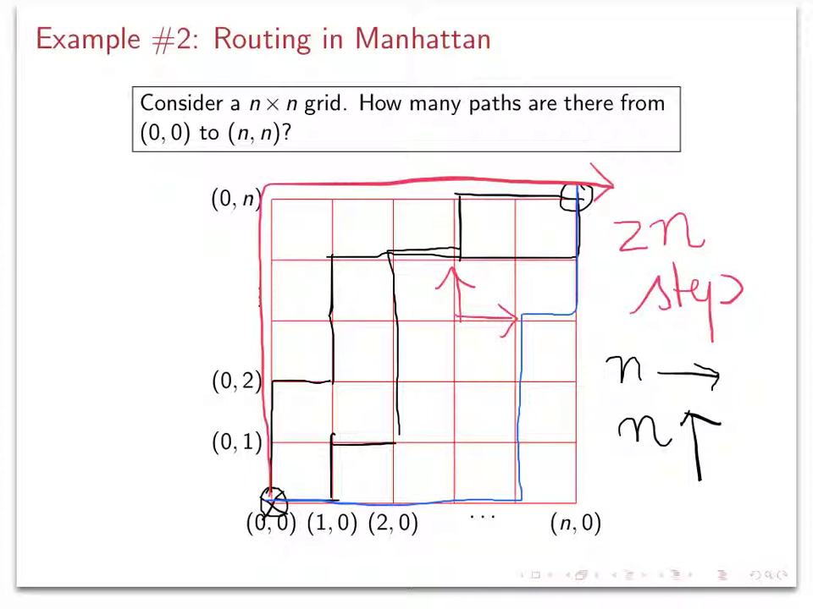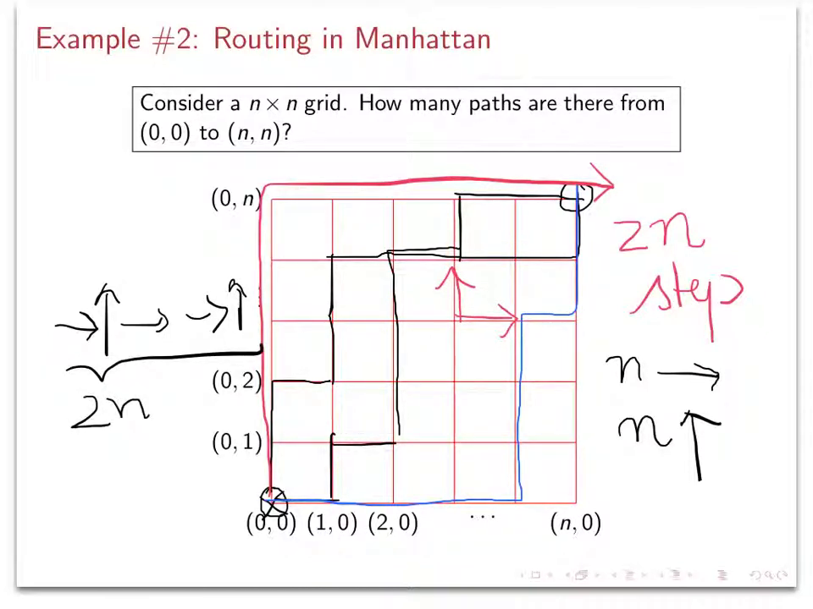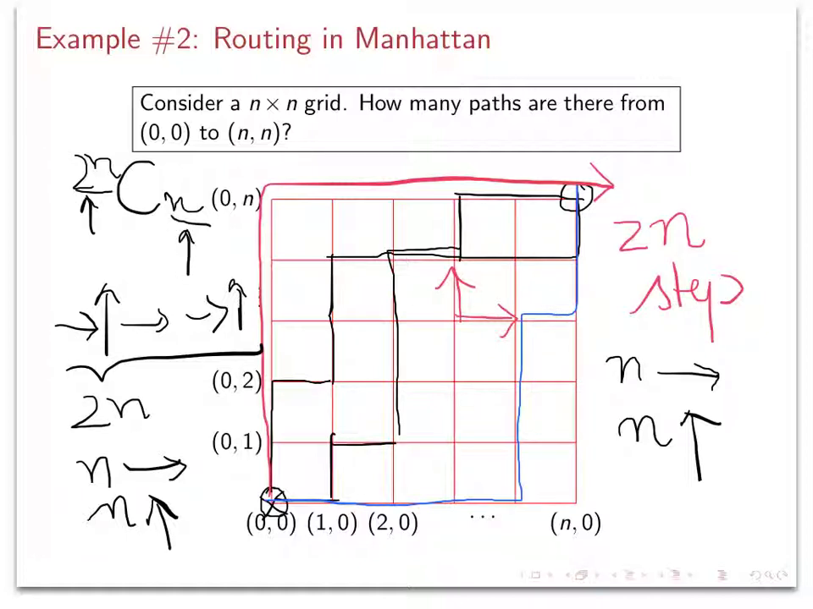So any path is specified by go right, go up, go right, go right, go up. What you need to do is make a total of 2n moves, of which n have to be right and n have to be up moves. And the answer, once you think about it in this way, is really simple: 2n choose n. So you have 2n moves to make, of which you're choosing n of them to go to the right, or equivalently you're choosing n of them to go up.